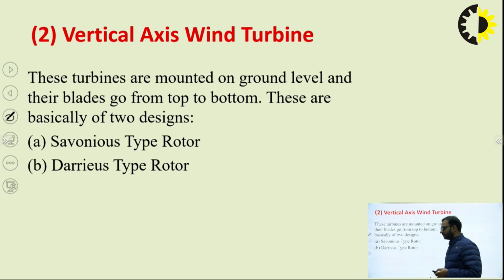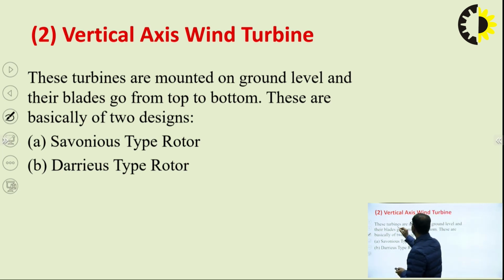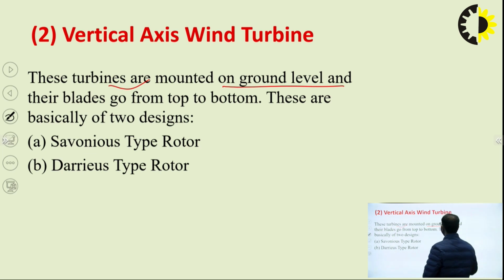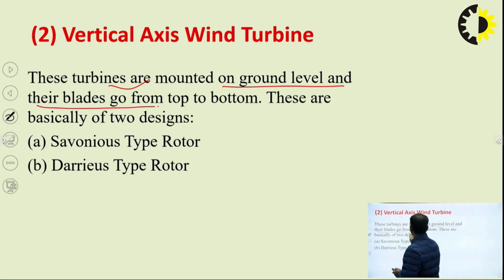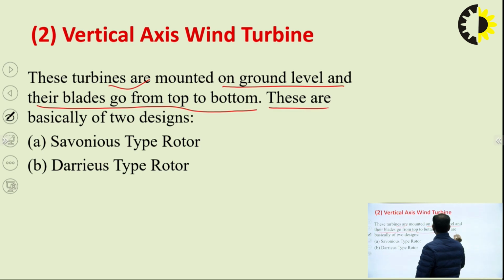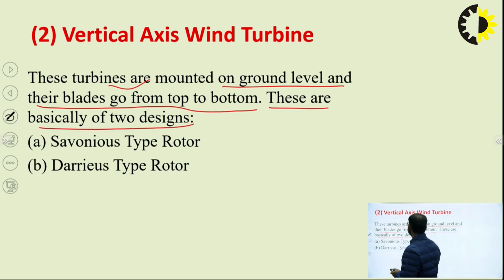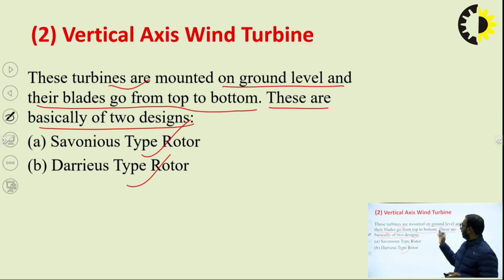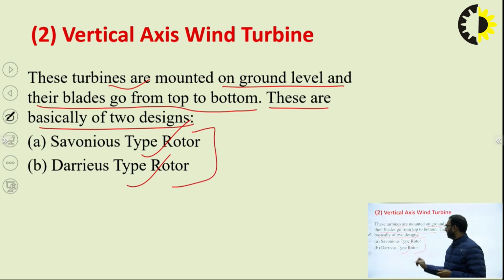Then another type of wind turbine is vertical axis wind turbine. Basically, these turbines are mounted on ground level and their blades go from top to bottom. These are basically of 2 designs, Savonius type rotor and Darrieus type rotor. So vertical axis wind turbine is classified into these 2 types, Savonius type and Darrieus type. In the subsequent slides, I will discuss one by one what is Savonius and what is Darrieus type wind turbine.